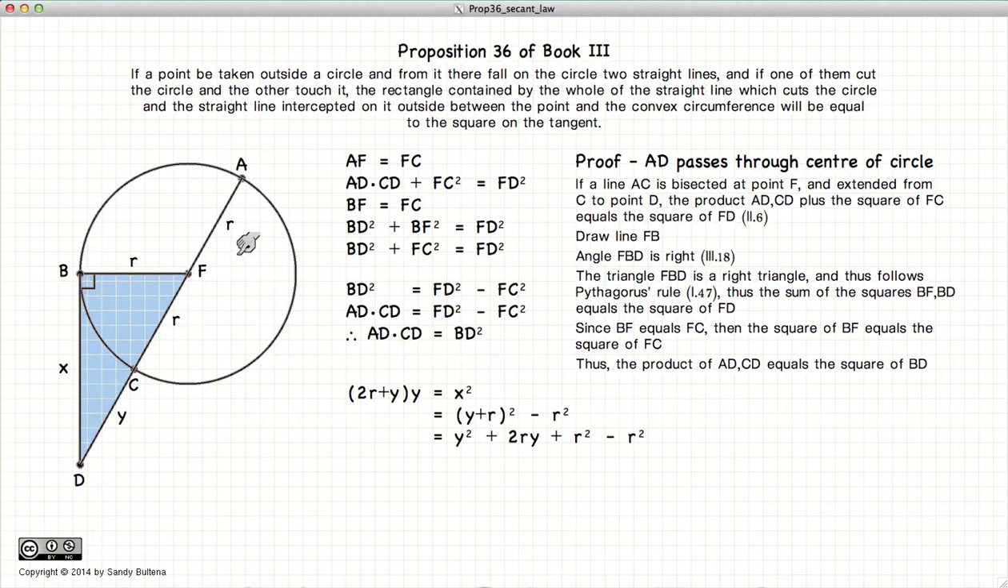I've rewritten it in terms of R and X and Y, just so that you can look at the algebra instead of the geometry, if you wish to do so. So we have that AD times CD, which is 2R plus Y, times CD, which is Y, is equal to X squared. So that is what the proof is stating, and a little bit of algebra will show you that this holds.